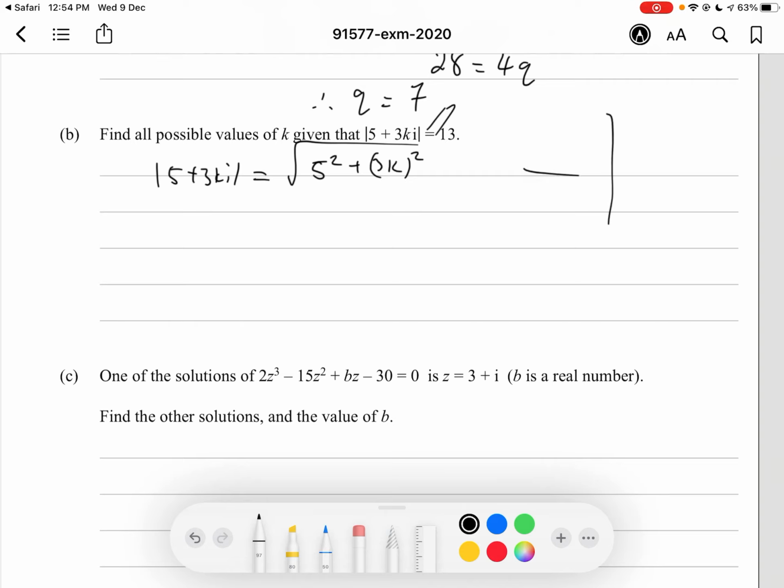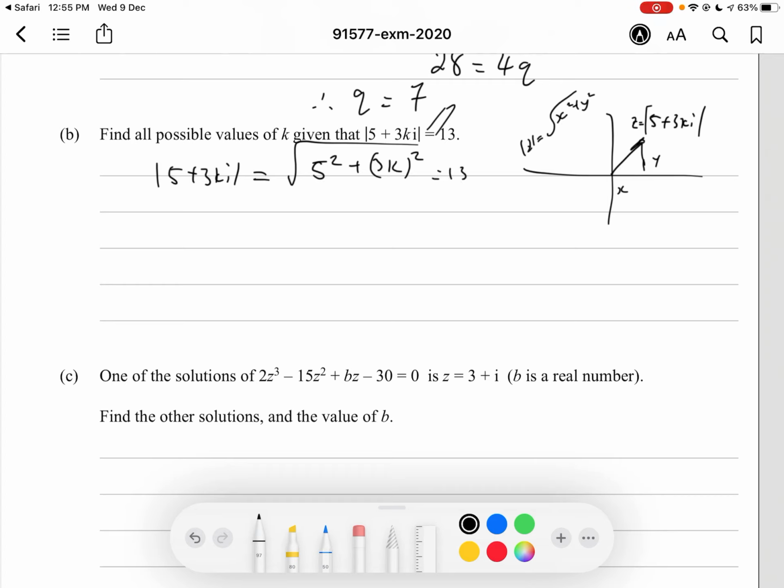This is because, for example, if we have our Argand diagram here, and let's say this is the position of 5 plus 3ki, a complex number z. The modulus is just the distance from the origin to the position of the complex number on the Argand diagram. Since this length is given by x here and y here, it's given by the square root of x squared plus y squared. That's our modulus of z, where x is our real part and y is our imaginary part. In this case, our real part is 5 and our imaginary part is 3k. So our modulus is the square root of 5 squared plus (3k) squared.